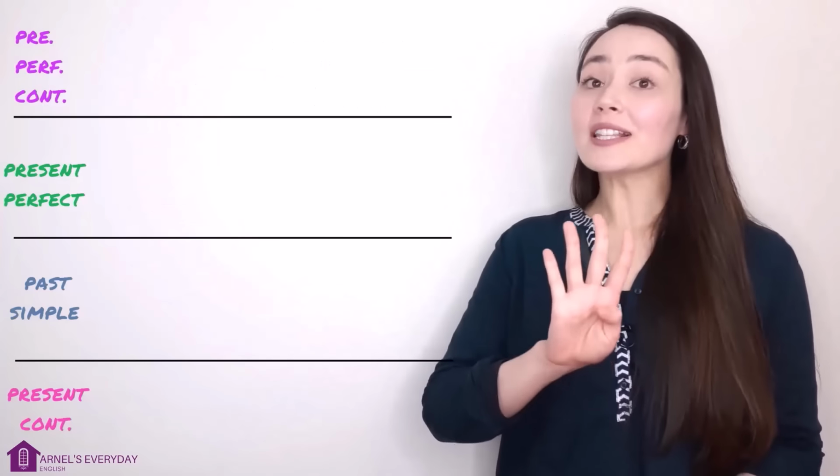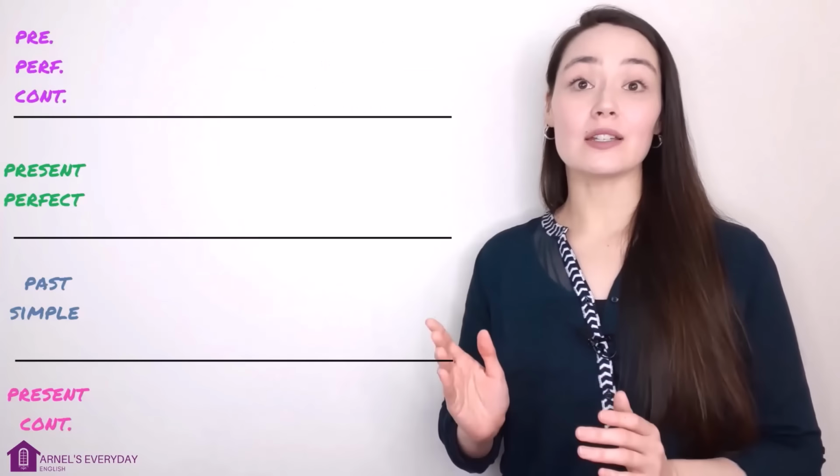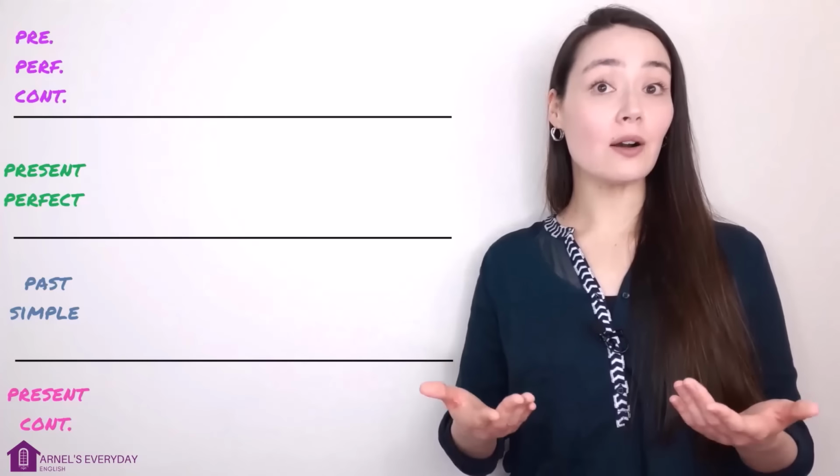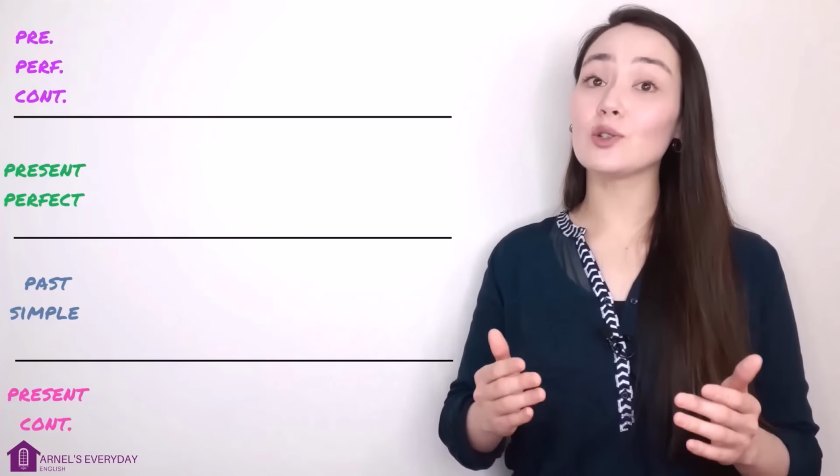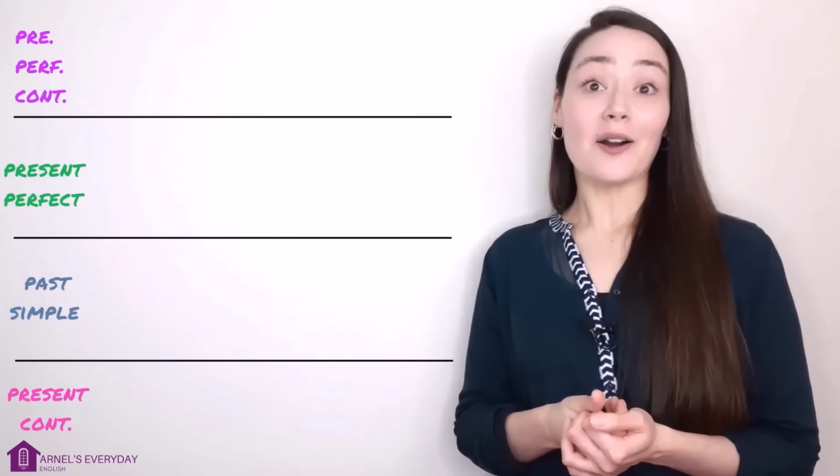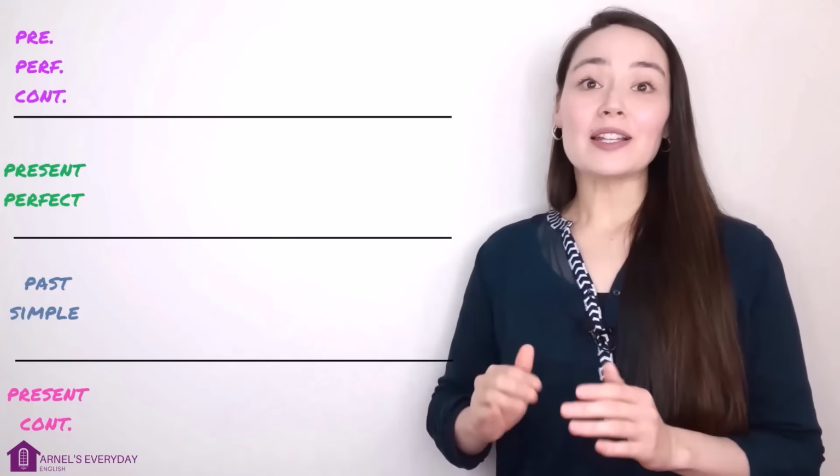We've looked at 4 examples of the present perfect continuous. What do we need to do now? We need to compare this tense to the other tenses. Are you ready?